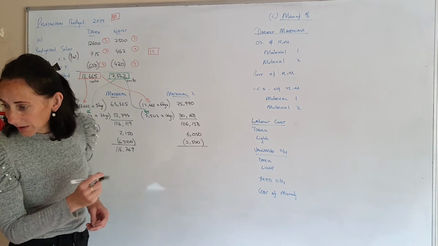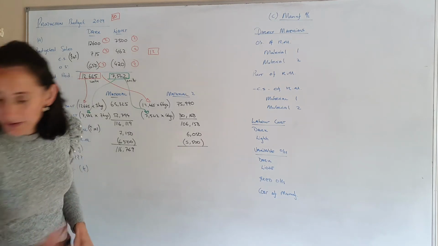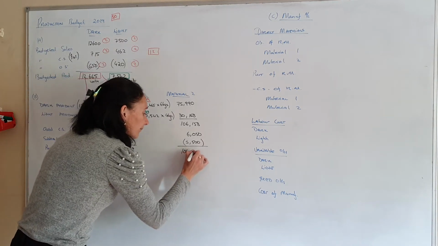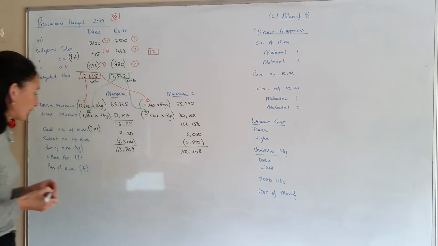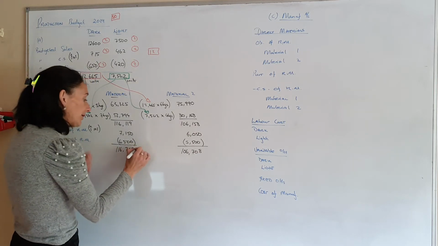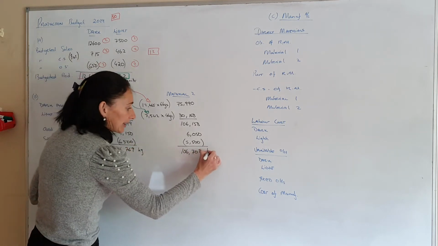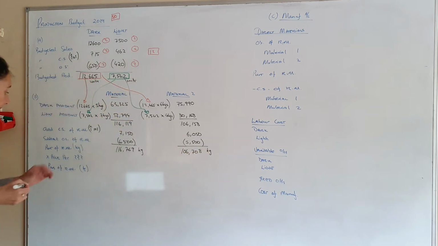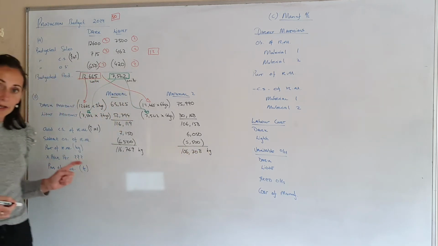And over here it is 106,708. Now, there's something I want you to be very, very careful of. No harm to writing what this represents, kilograms. Now, price per, I have a question mark here.